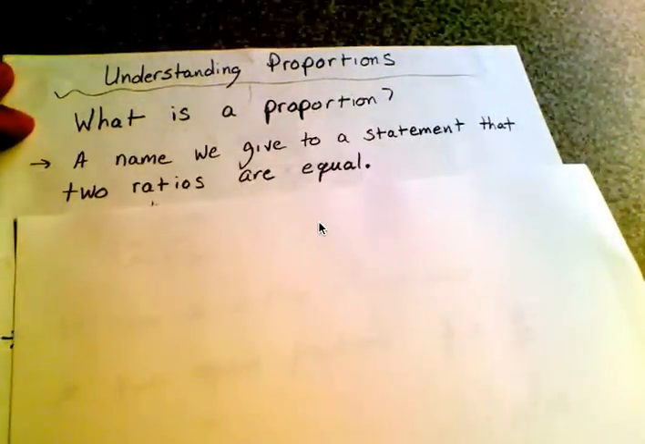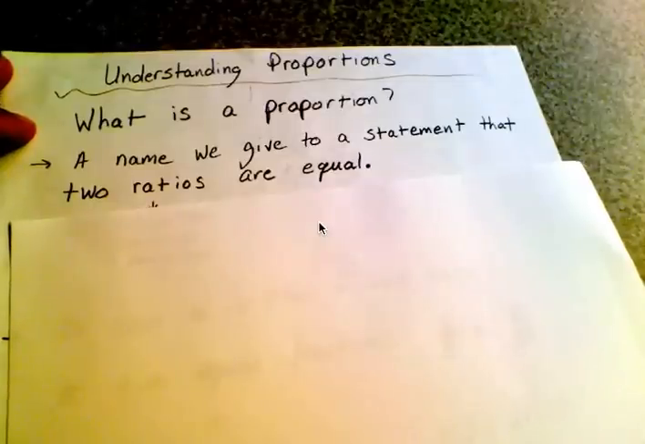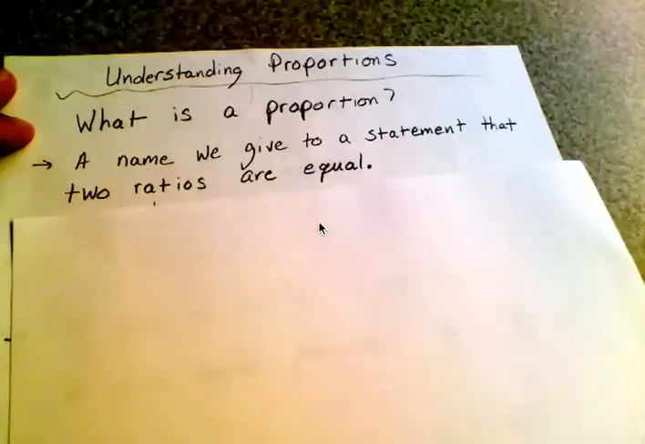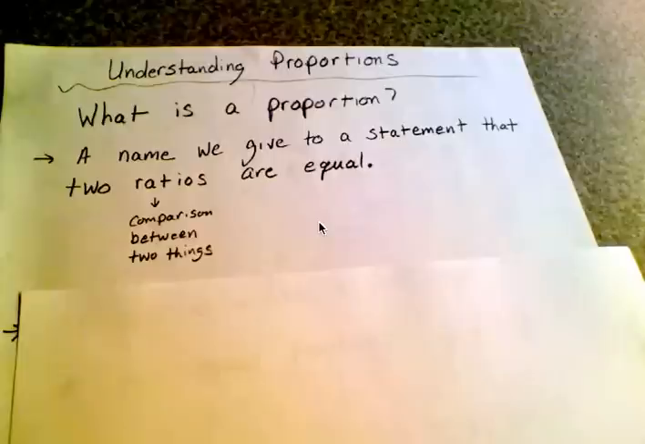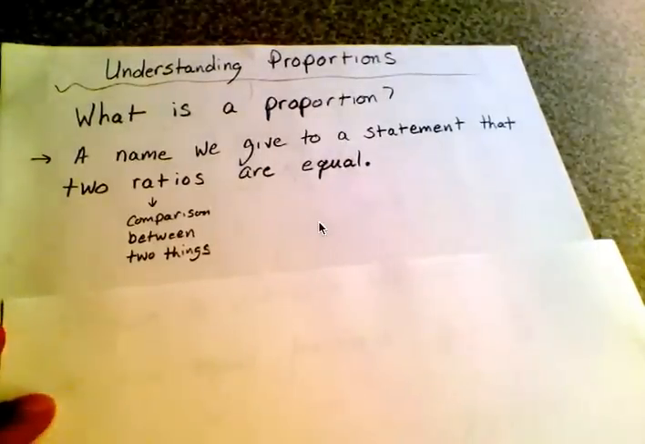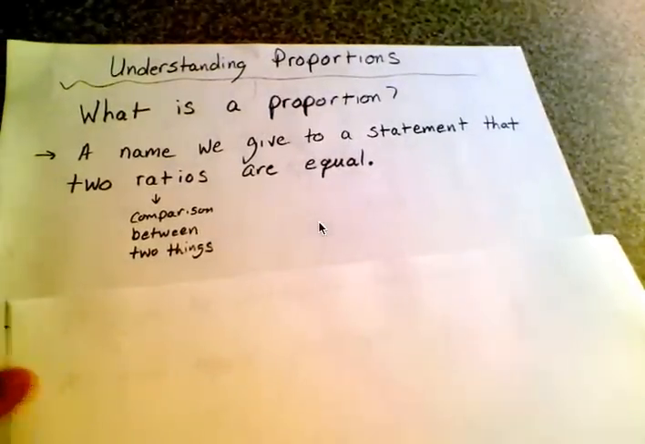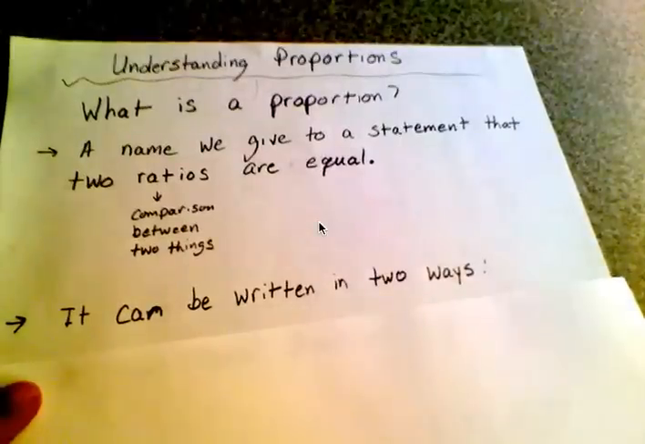A proportion is the name we give to a statement that two ratios are equal. So in other words, that is what a proportion is. If you're wondering what a ratio is, it's just a comparison between two things. It can be written in two ways here.